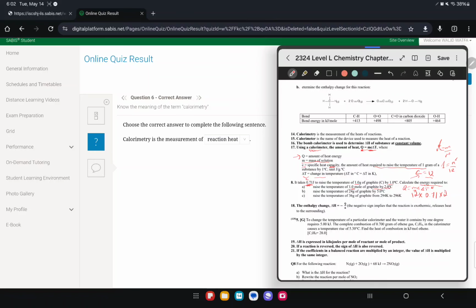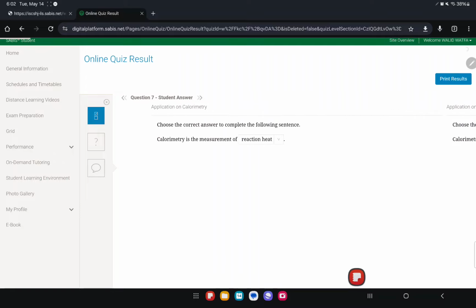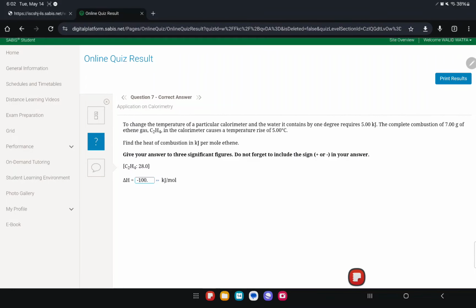Okay, this is just how to apply the formula, in case it comes. I hope it doesn't come. Question 7. This is the one you need. Yeah, this is the one where we need the formula. Okay.